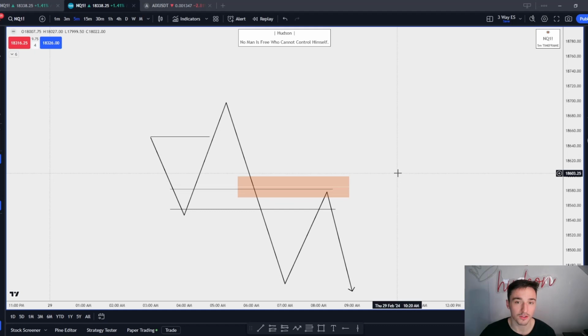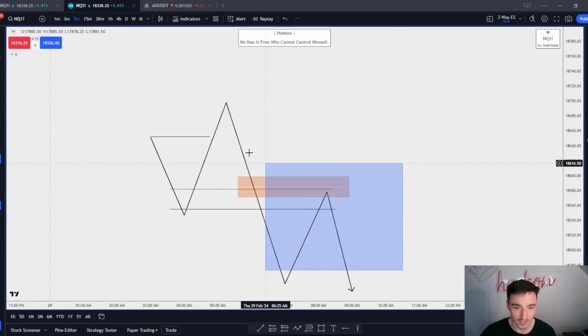Now you can do one of two things to enter. You can either enter off the fair value gap or you can enter off the breaker block. It is completely up to you. It depends where the fair value gap is for me to enter off that, but usually I will enter inside of the fair value gap because I like them more. So let's hop into the charts and show some examples of what this will actually look like.